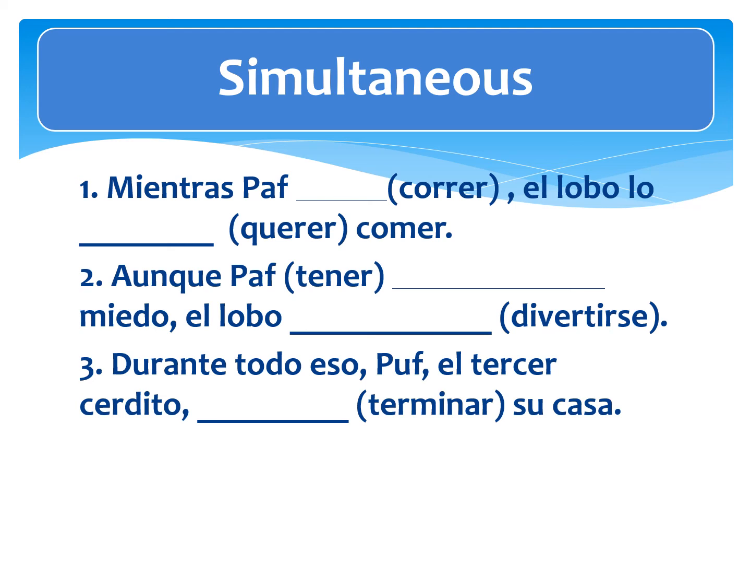All right, número uno. Mientras Paf corría, imperfect. El lobo lo quería comer, imperfect. While Paf was running, the wolf wanted to eat him. Número dos. Aunque Paf tenía miedo, el lobo se divertía. So both in the imperfect. Although Paf was scared, the wolf was having fun.